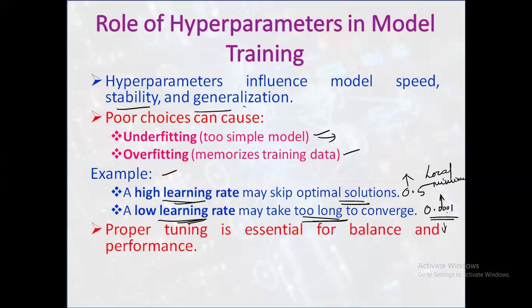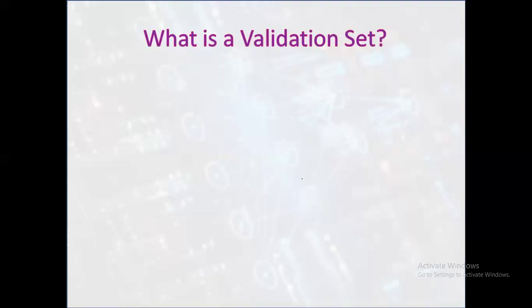Next, proper tuning is essential for balance and performance. How? Balancing the speed and accuracy through hyperparameter tuning is important. Efficient training and good generalization are only possible when parameters are adjusted to match the complexity of the data and model.